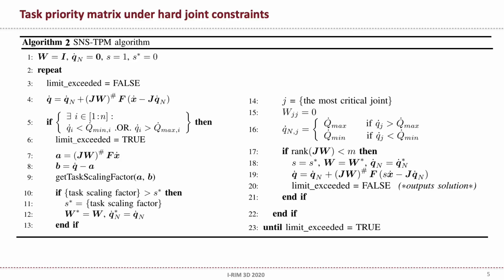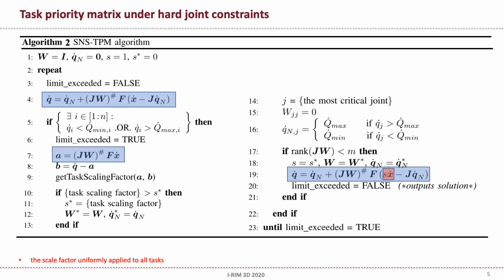In this work, we propose another extension to the TBM method in order to include joint inequality constraints in the priority stack of tasks. For this, we combine the basic SNS algorithm with the original TBM method. According to the proposed algorithm, joint inequality limits are always at first priority, and then the desired Cartesian task priority is imposed through the F matrix. Here, the scale factor S is uniformly applied to all tasks, regardless of their priority.